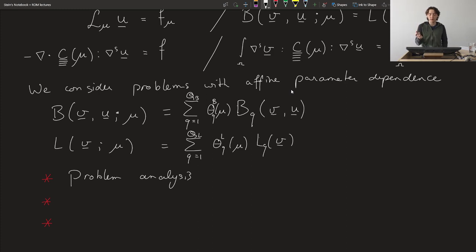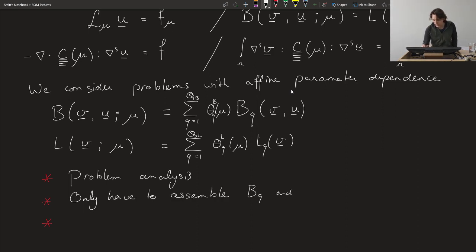Now, another reason to do this is that if we want to address a new parameter point, we only have to compute those thetas again, so that the b's remain and the l's remain the same. So for every new parameter point, we don't have to assemble those b's and those l's again. Or, said slightly differently, we only have to assemble the BQs and LQs once.